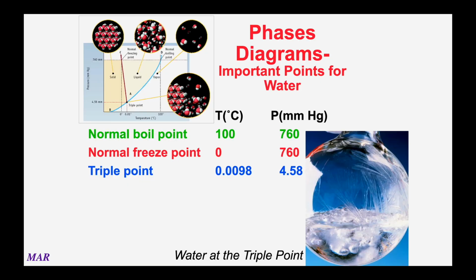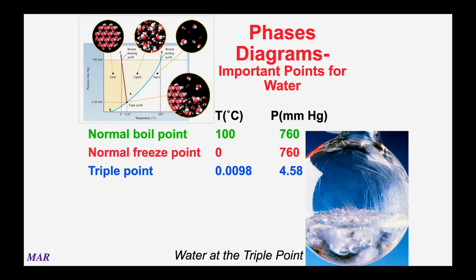These show the normal boiling points, the normal freezing points, and the triple point for water. Now, the normal boiling point is where the water boils under 1 atmosphere of pressure, 760 millimeters of mercury. And obviously, that's 100 degrees Celsius. In Fahrenheit, it would be 212, but don't say that around me. I hate that. Anyway, long story short. Freezing point, 0 degrees Celsius, 32 Fahrenheit, or 760 millimeters of mercury.